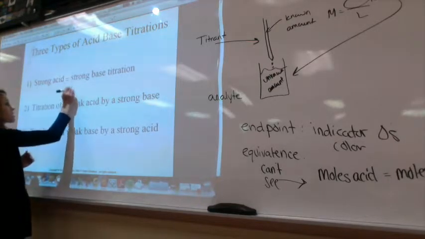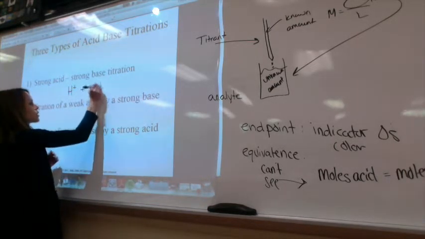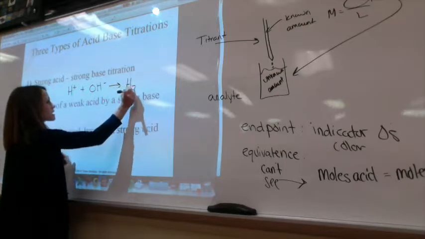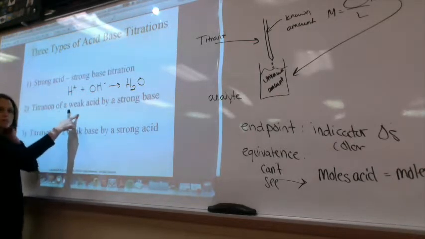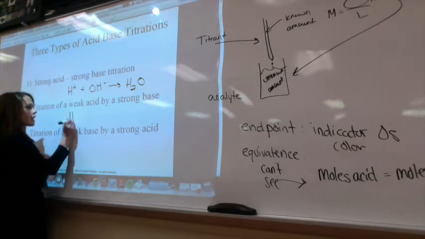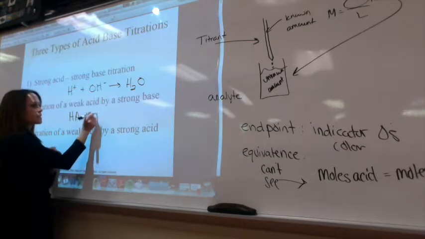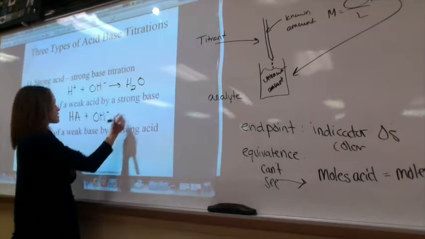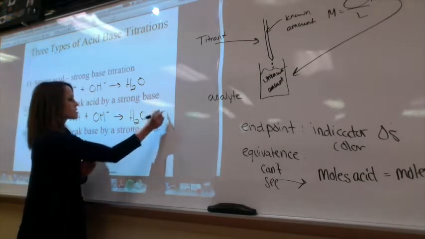If it's a strong acid, I write H+. If it's a strong base, I write OH-, and it completely makes H2O. If it's a weak acid, what do I write? The whole thing. HA plus a strong base, I write OH-, and this is going to make H2O plus A-.